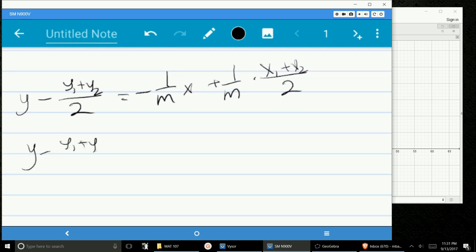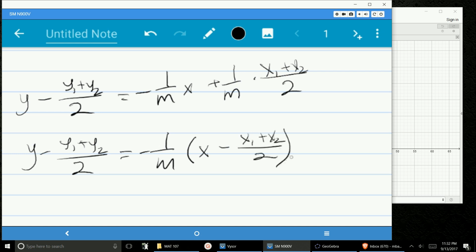Now if I factor out a negative 1 over m out of this side, I get finally the result that I wanted. So factoring a negative out of here makes this negative, and this is now gone. That is the solution. That's the equation of the object I was after. But what is that? This is now a line in point slope form. The slope is the negative reciprocal of the line through the 2 points. And this here is the midpoint. So that's an amazing result.